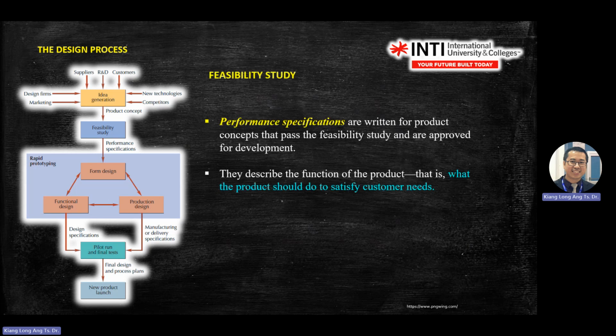Now, performance specification is written for a product concept that passes feasibility studies and is approved for development. They describe the product's functions, what the product should do to satisfy customer needs. The one I highlighted in blue is the keyword we expect for performance specification. Performance specification is what the product should do to satisfy customer needs.